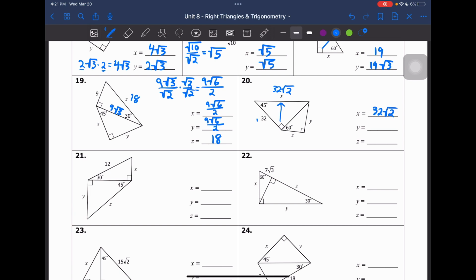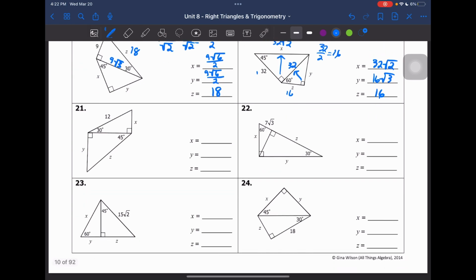What else can I find? Well, if I know that this is 32, then I know that this is 32 as well. And that helps me because that's the hypotenuse of the 30, 60, 90 triangle. So now I can kind of work backwards to find the shorter leg and the longer leg of that triangle. So remember that the shorter leg is just the hypotenuse cut in half or divided by 2. So 32 divided by 2 is 16. So that's what my shorter leg is. And then the longer leg is just whatever your shorter leg is and then add a root 3 at the end. So 16 root 3.